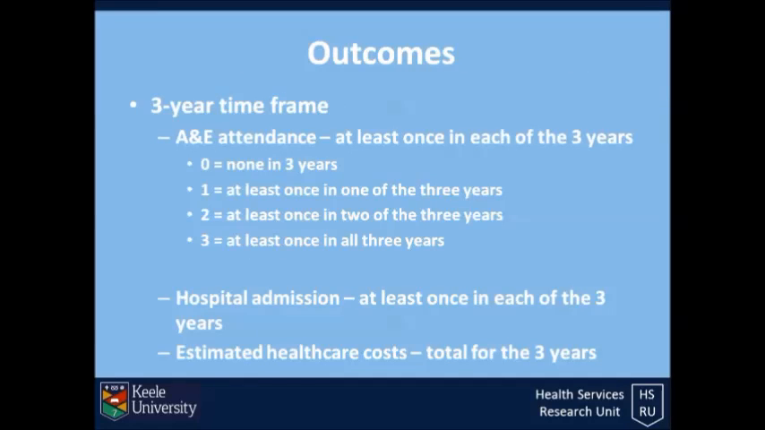When we link the registers to the A&E data and hospital data for a 3-year time frame, just to be clear, we defined A&E attendance for a 3-year period as attendance none in 3 years, at least once in one of the 3 years, at least twice in 2 of the 3 years, or at least once in all 3 years. So the A&E data is not the total number of A&E episodes, it's basically whether the person is attending in each of the 3 years. We use the same approach for hospital admissions.